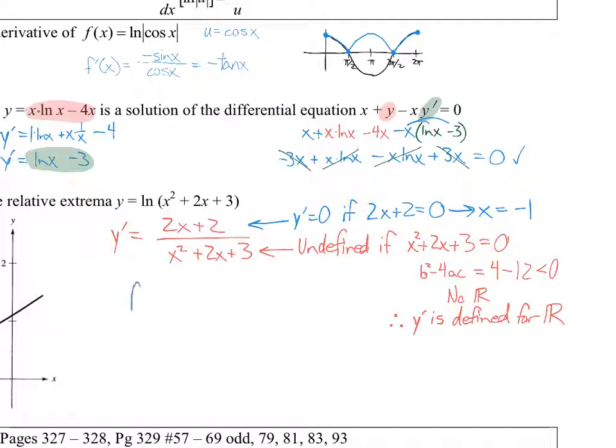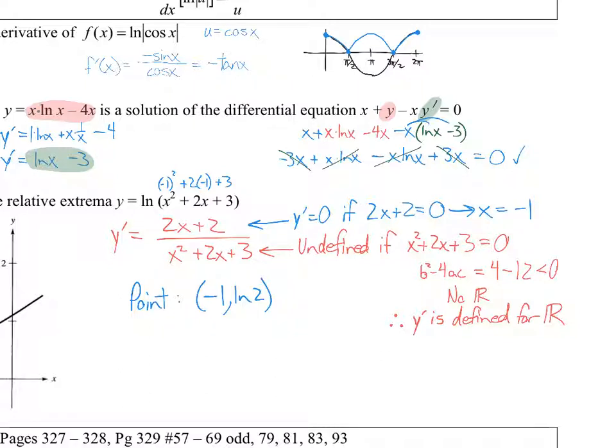And as a result, we can plug that in to find the critical point. So the point here is the point negative 1, and then we have ln of negative 1 squared plus 2 times negative 1 plus 3. 1 minus 2 plus 3 is 2. And ln of 2 is 0.67 something, if you remember from the other day.